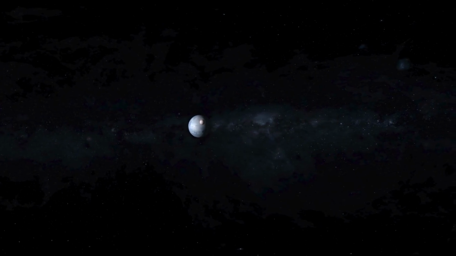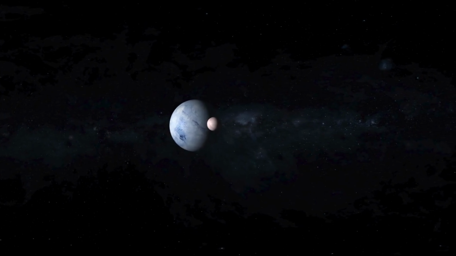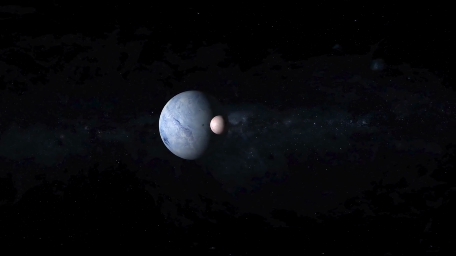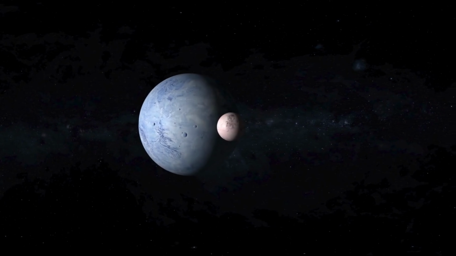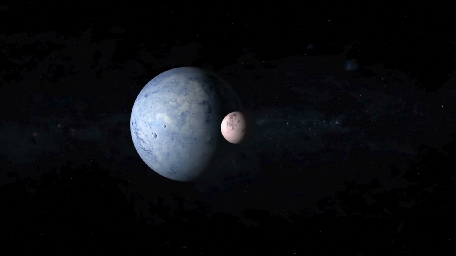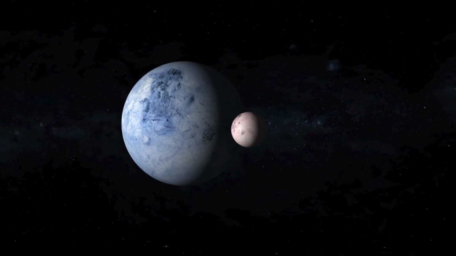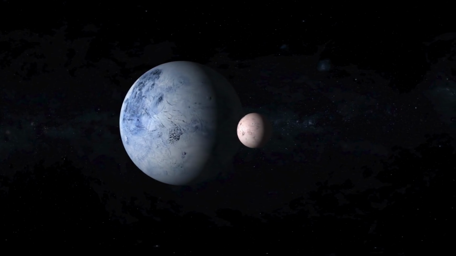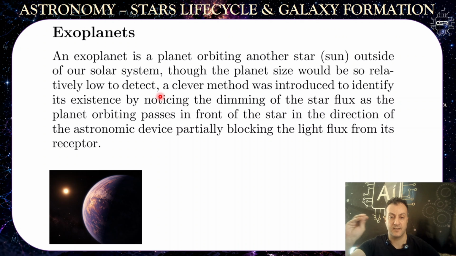Though the planet size would be relatively too small to detect directly, a clever method was introduced to identify the existence of an exoplanet, which is by noticing the dimming of the star flux as the orbiting planet passes in front of it and partially blocks a part of the flux being emitted by this star.